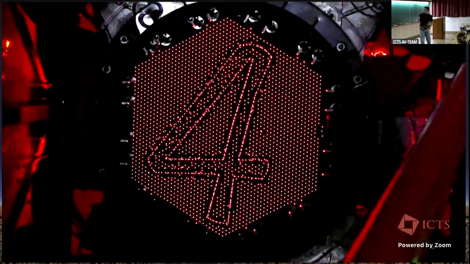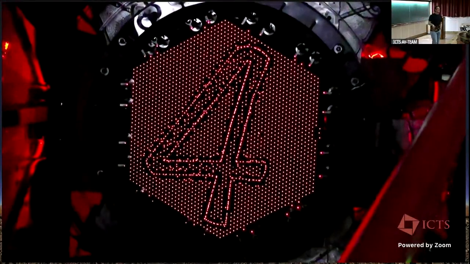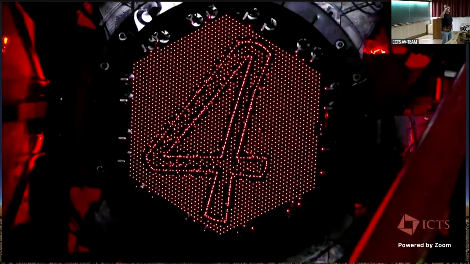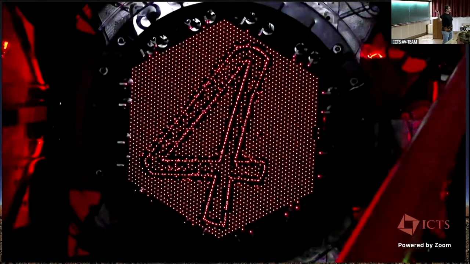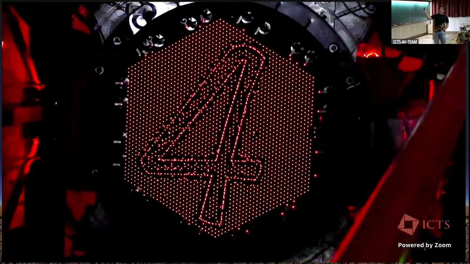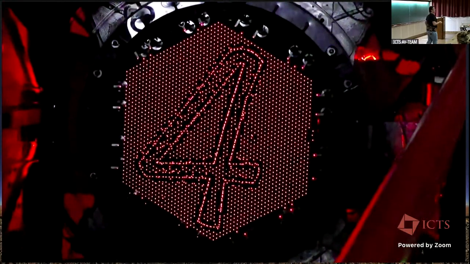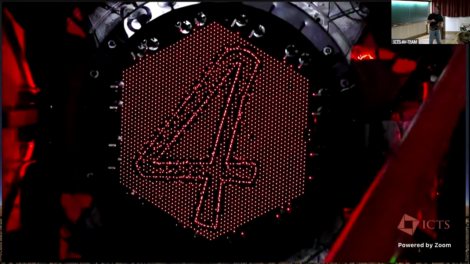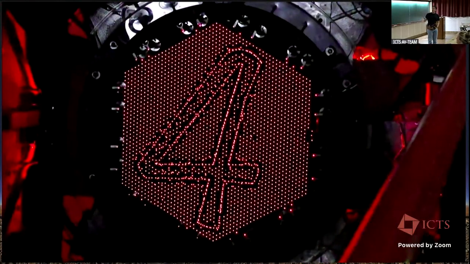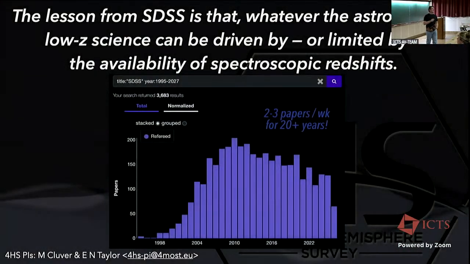Okay, so this is showing essentially the magic of Foremost. These are the 2400 separate fibers. Foremost is a multi-object spectrograph system. So these are the Foremost fibers reconfiguring into the Fantastic Four logo, giving you the sense that it does that very quickly.